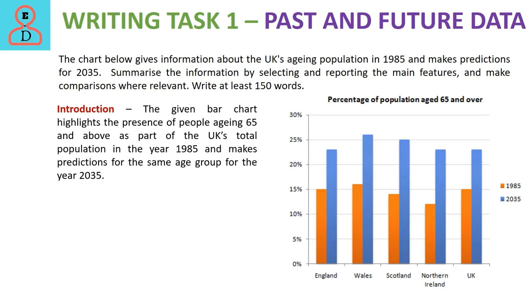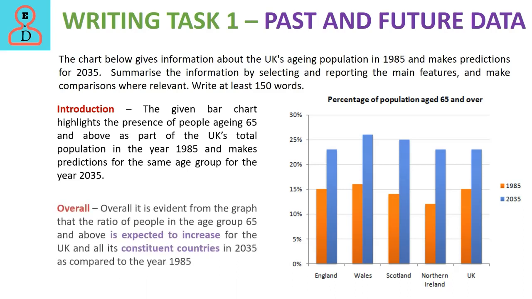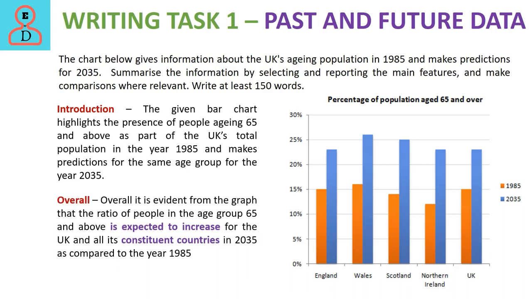Now comes the overall. See two things very carefully in the overall. First is the phrase is expected to increase, and that is how you should also write about trends for the future. Remember, do not write the population will increase.